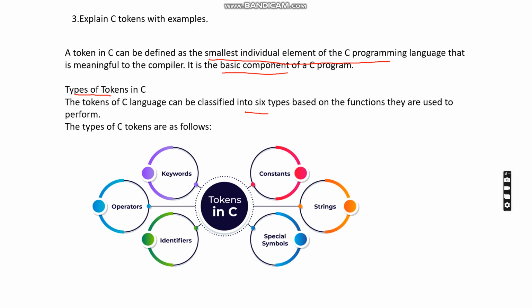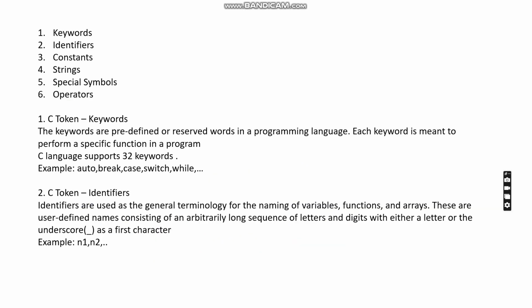First of all, we are going with the first type of tokens. It is called the keywords. Here the keywords are nothing but the predefined as well as the reserved words. Why? Because these have a predefined meaning. These cannot be used as identifiers. If you take any keyword, it has a specific function and specific meaning.